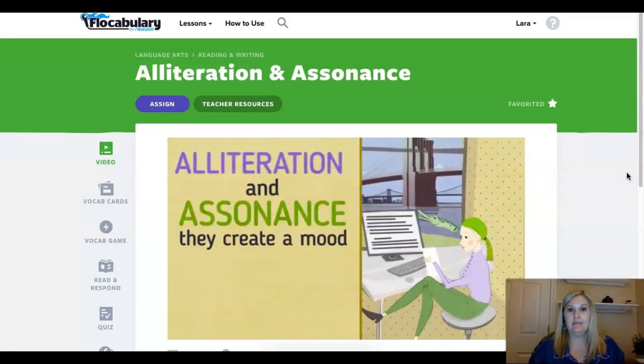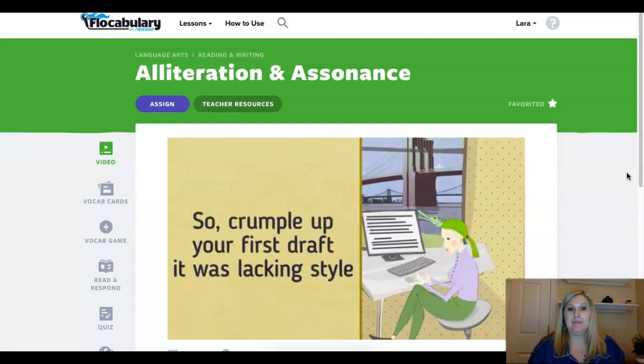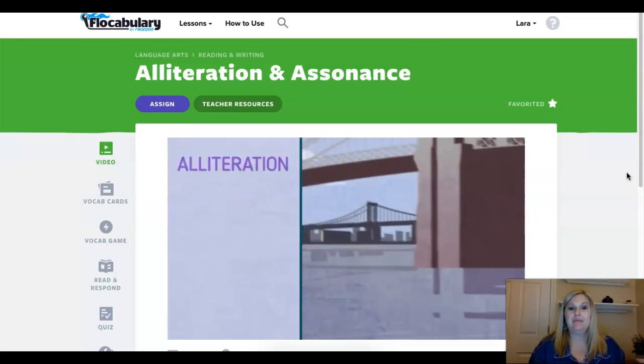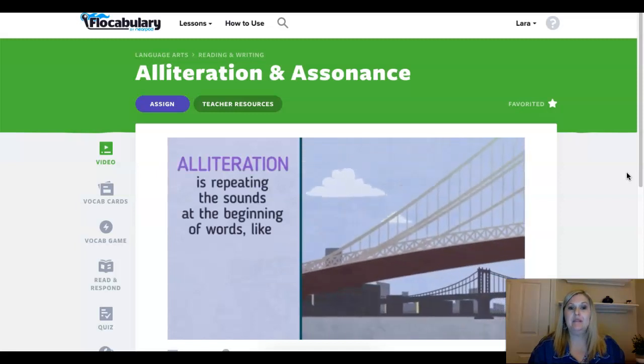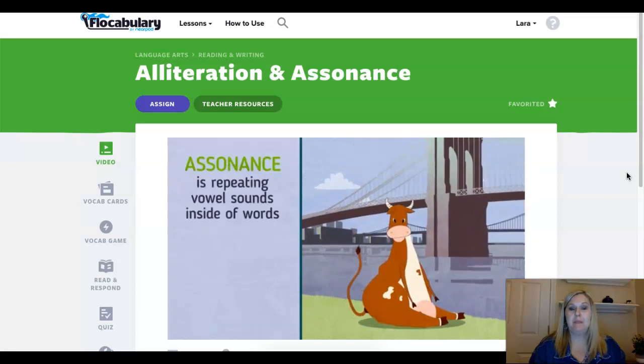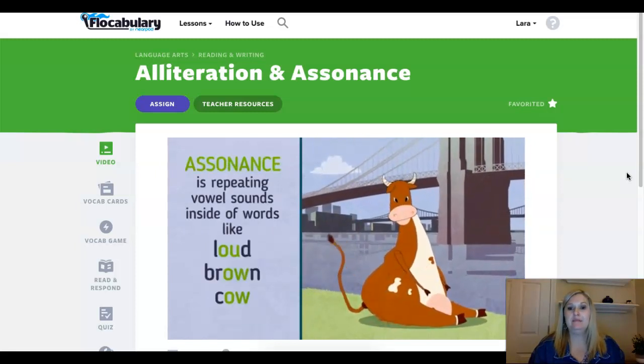Alliteration and assonance create a mood and cause feelings like happy, scared, or blue. So crumble up your first draft and throw it in the palm for that old crocodile. Alliteration is repeating the sounds at the beginning of words like two tall towns. Assonance is repeating vowel sounds inside words like loud brown cow.